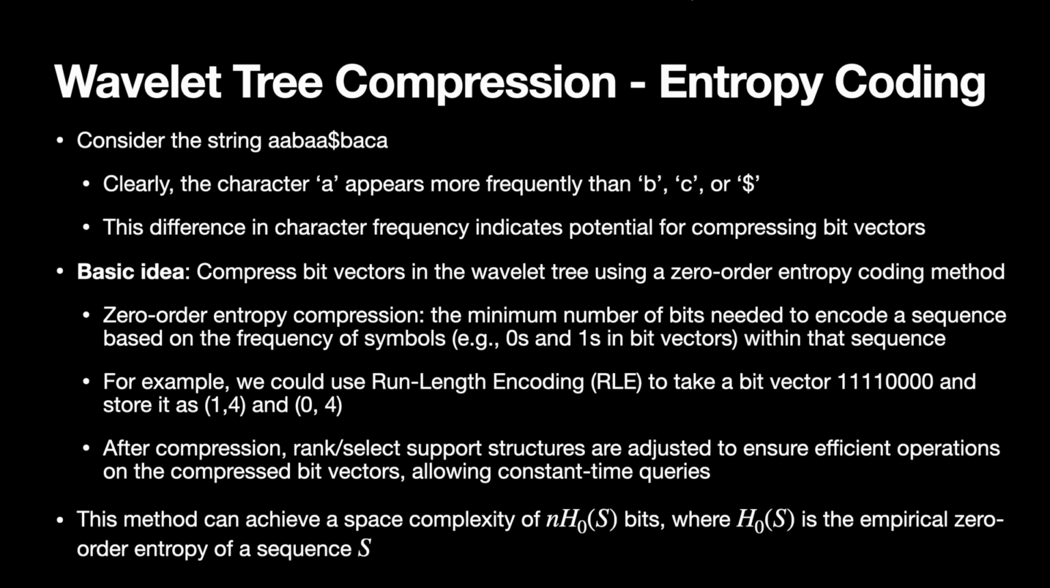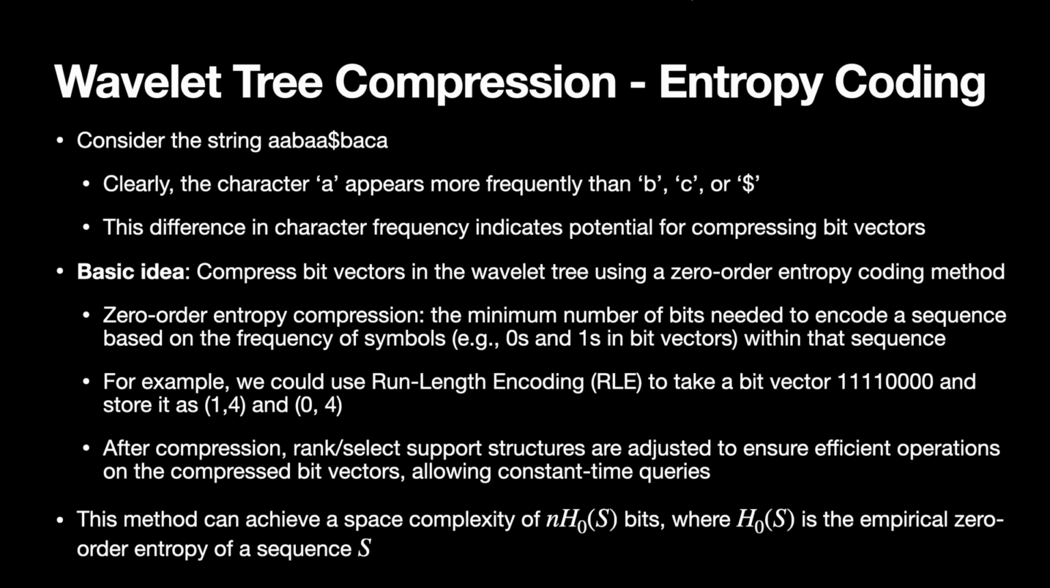The basic idea is to compress the bit vectors in the wavelet tree using a zero-order entropy coding method like run length encoding. Zero-order entropy compression explains the minimum number of bits needed to encode a sequence based on the frequency of the symbols. In our case, we have bit vectors, so we're just thinking about zeros and ones. We can use run length encoding to take a vector which looks like 11110000 and store it as 1404, meaning there are 4 ones followed by 4 zeros.